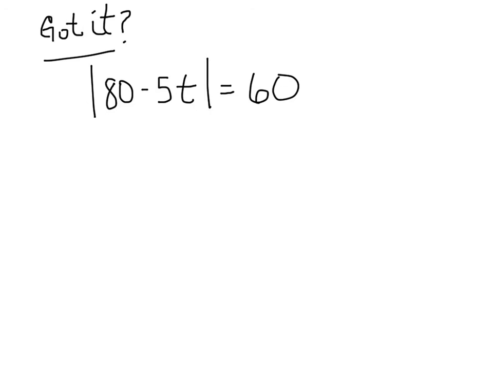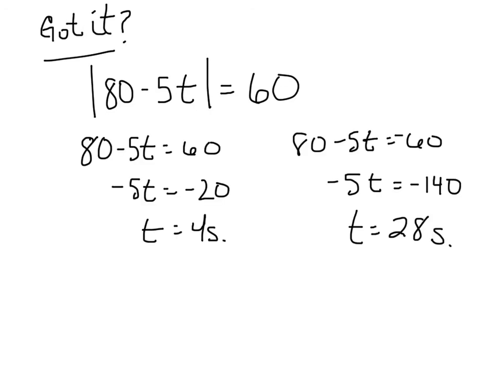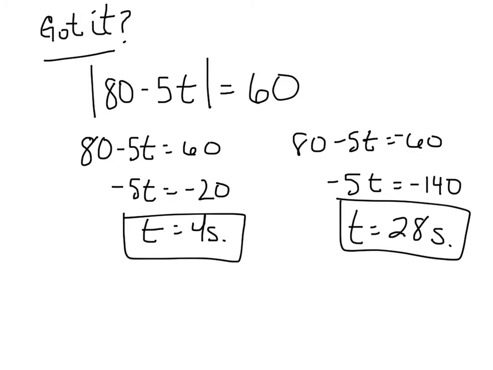Now if you solve this, we want to know at what time she is going to be 60 feet from you on both sides. So solve this yourself. If you subtracted 80 on both sides and then divided by -5, you would get the two answers of 4 seconds and 28 seconds. So the question asks, at what times is she 60 feet from you? At 4 seconds when she's coming at you, and 28 seconds when she passes the other way. Our two equations would be 80 minus 5t equals positive 60 and negative 60.